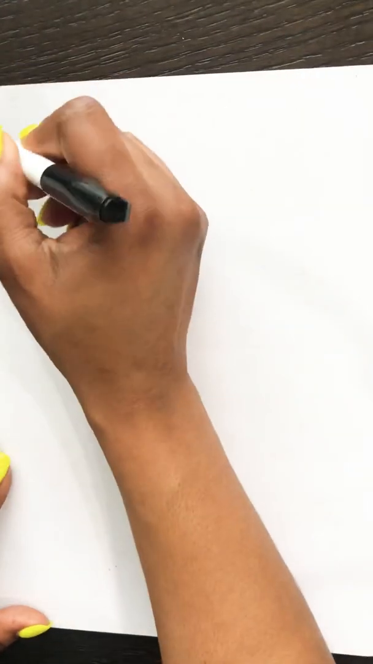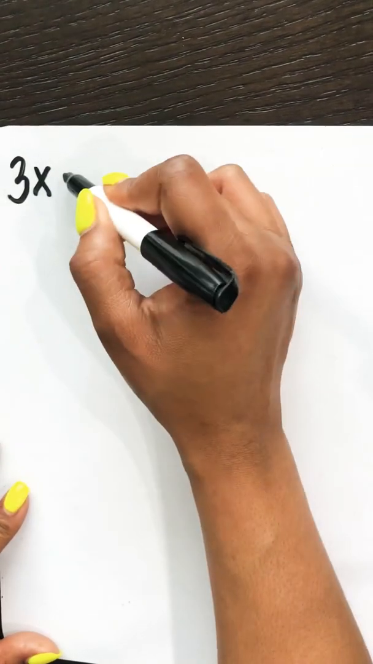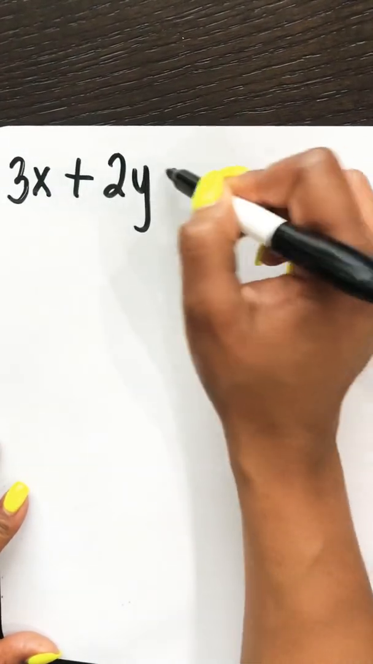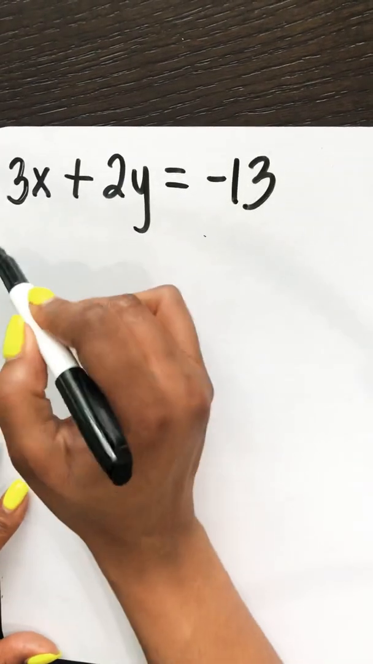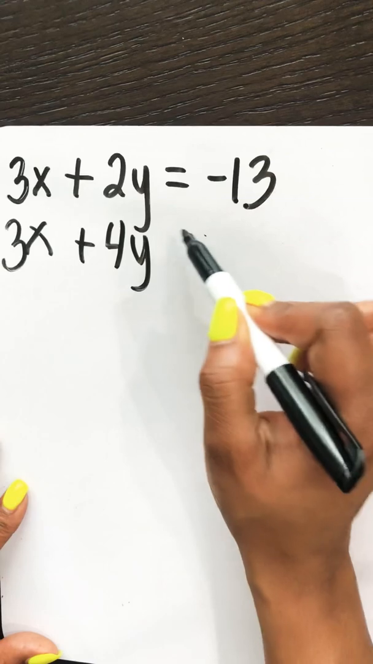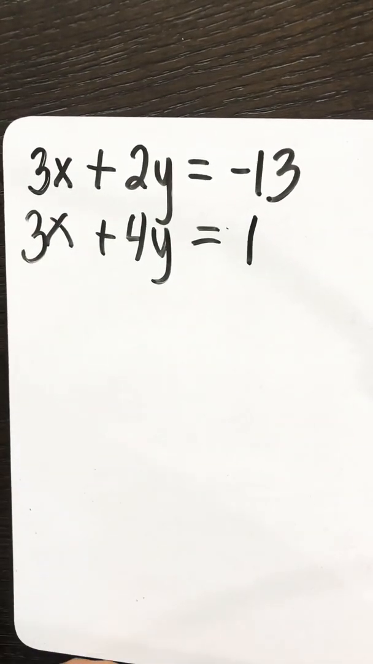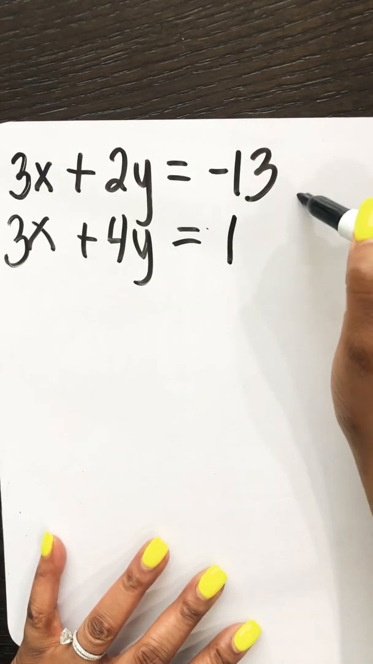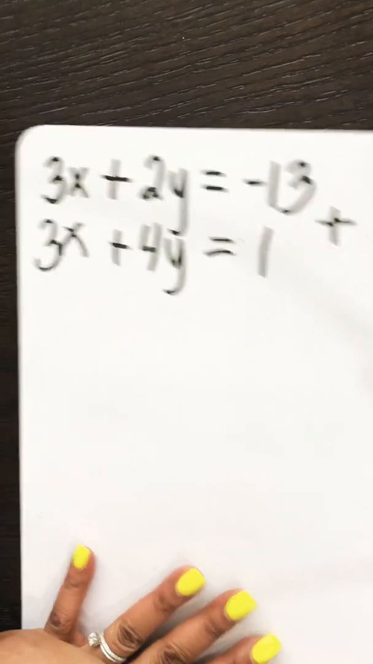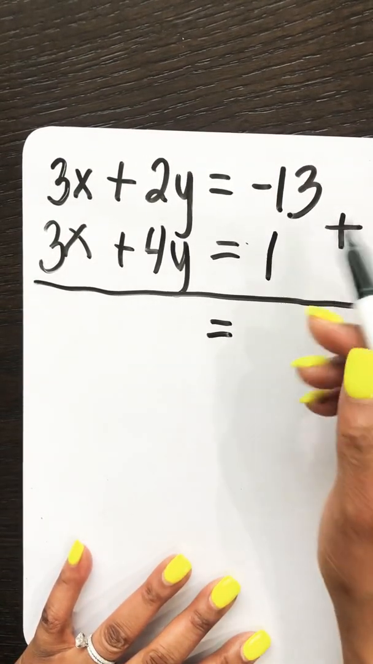So what happens when we have a problem like this? That is 3x plus 2y equals negative 13. And then the second equation is 3x plus 4y equals 1. All right, so when we first see this, remember this is elimination method, which means that we want to eliminate by adding, right? Well, if we were to try to add this equation, let's see what would happen.